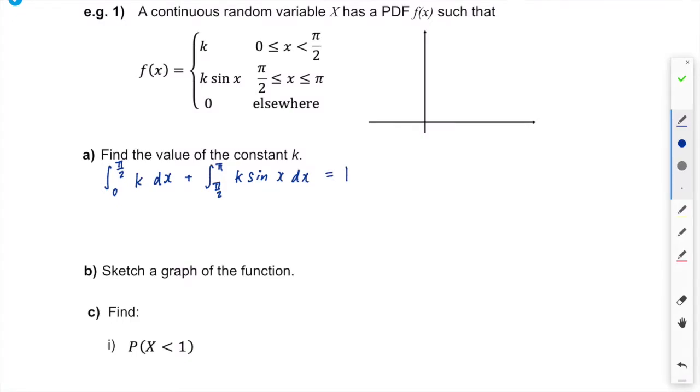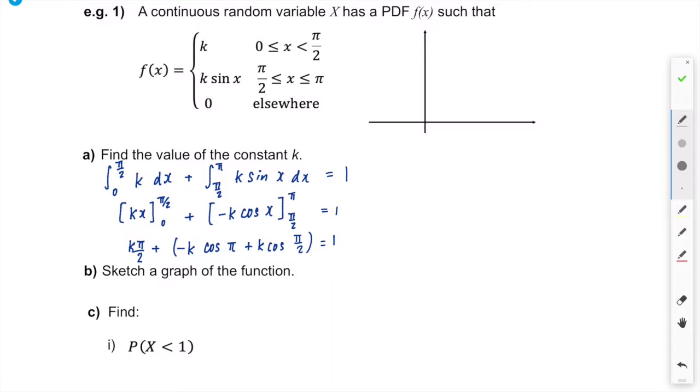Okay, so let's integrate. Here I have kx from 0 to pi over 2, plus the integral of k sine x, which is negative k cos x, from pi over 2 to pi. This must equal 1. So let's substitute those endpoints. Here I have k times pi over 2 minus 0 plus negative k cos pi minus negative k cos pi over 2.